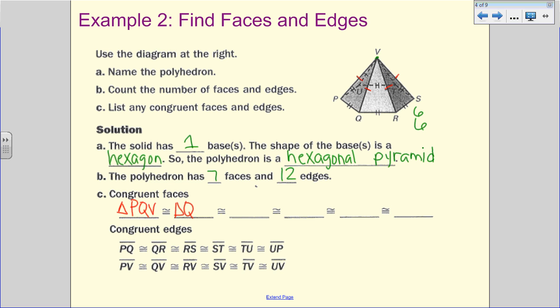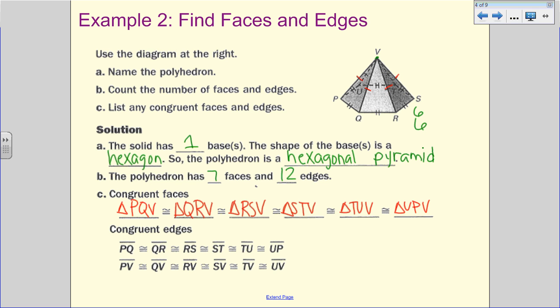Actually, if we want P to Q, I need to go Q to R. So QRV, this vertex at the top of the pyramid is going to be our last letter, is congruent to triangle RSV. S goes to T here, so this is triangle STV. T goes back to U, so triangle TUV, and then U goes back to P, so triangle UPV in there.